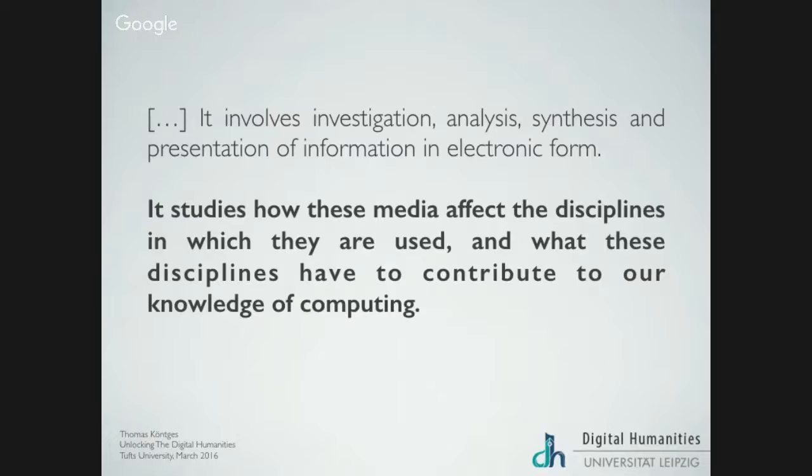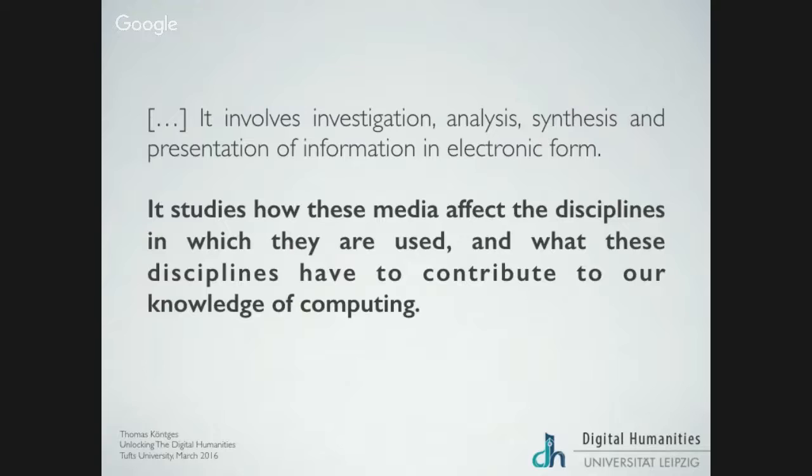But the article actually goes further and says it studies how these media affect the discipline in which they are used and what these disciplines have to contribute to our knowledge of computing. And that's the thing. Digital humanities as a discipline asks questions that no other discipline asks. And that's pretty much a definition of what could make an academic discipline, and not only a method or only a tool set.